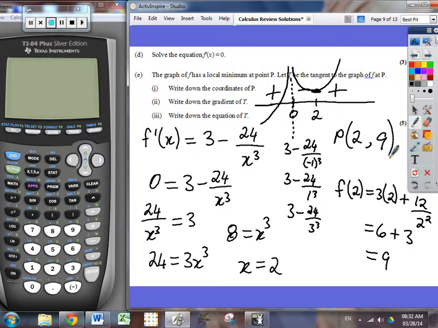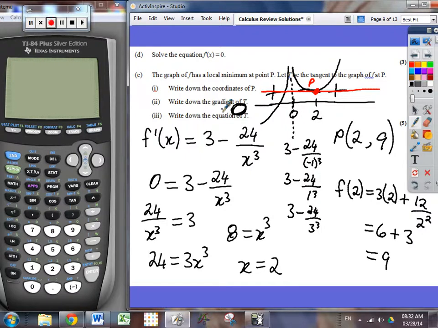Now we've got T, this tangent, at point P, so I'm just going to draw in a different color a diagram of my tangent line. Obviously it's a flat tangent line, isn't it? Because we're at a local minimum. And if it's a flat tangent line, then clearly the gradient of line T must be 0. Okay? So 0 is the gradient of T.